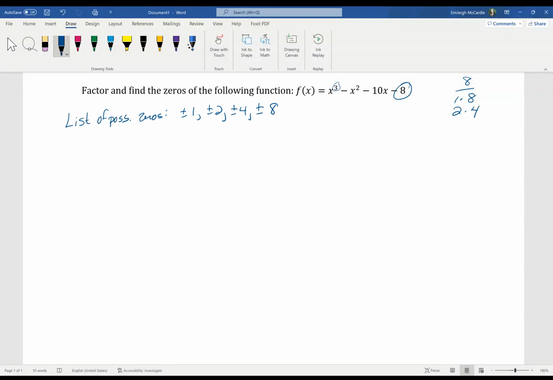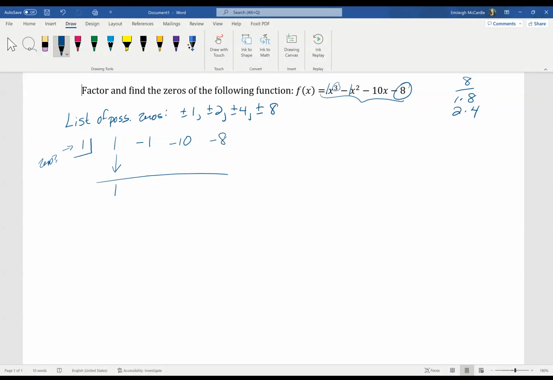Next would be to do synthetic division. Let's just start with 1. I'm grabbing the coefficients from this function up here. So this would be 1, -1, -10, and -8. Our process of synthetic division is bring down the first number, and then we're multiplying by the number in the box. This is our potential zero. We don't know if it's a zero until we do synthetic division, and we're looking to see if the remainder is zero. But we're always going to multiply by that number in that box.